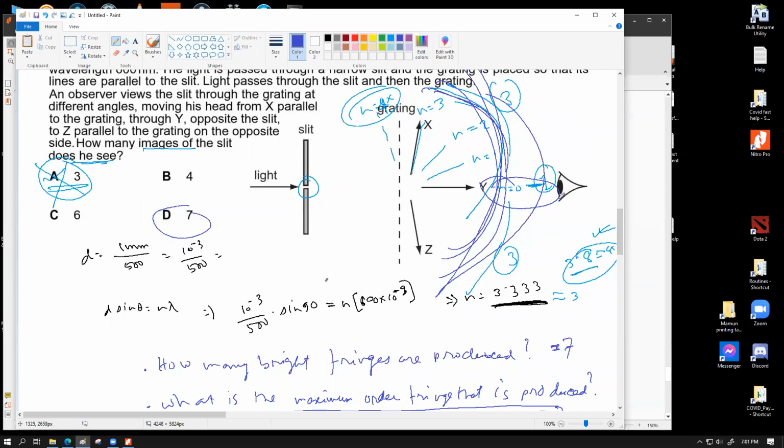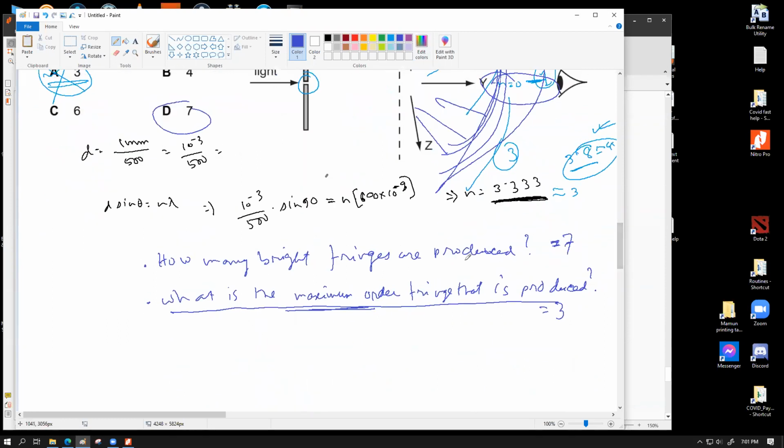This is 0, 1, 2, 3. And 0, 1, 2, 3 on the bottom side, there should be 3 more as well. So if the question asks how many, then this would be the number of fringes multiplied by 2, because this would be symmetric on top and bottom side, plus the central maxima, which is 1. And if the question asks what is the maximum order fringe that is produced, that would be only the value of that n. But you cannot do the mathematical arrangement, you just have to take the integer value.